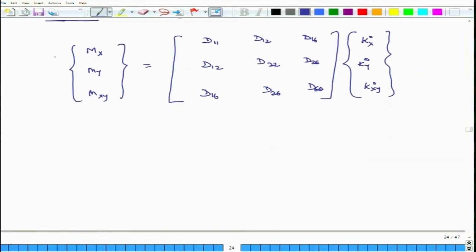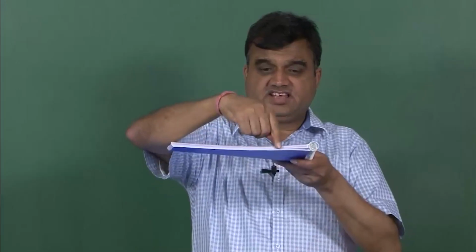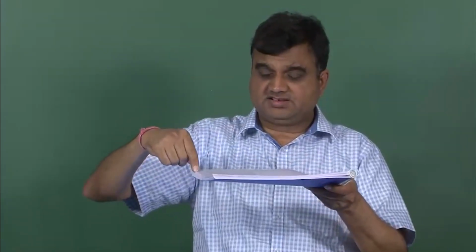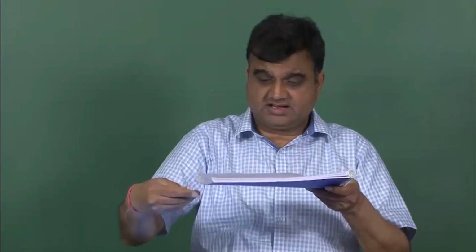the equations. If n is 0, then the first 3 equations are irrelevant, because only moments are being applied, moment resultants are being applied. Again, we should understand what are Kx, Ky and Kxy. So, what I will do is, I will again show you this book, and suppose this is the x axis, this is the y axis, and downwards is the z axis.